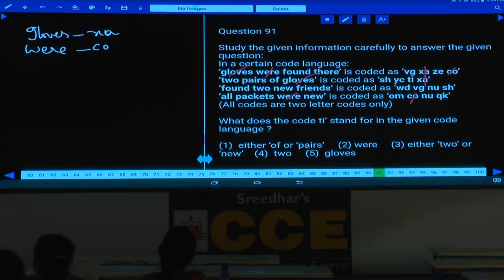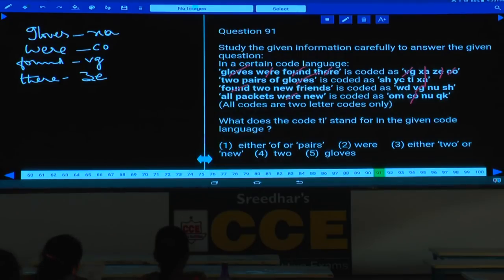And next one. Now found and there, and now if you compare the first and the third, found is the word which is common between these two, isn't it? Found is common between the first and the third, and what is the code common between these two? VG, and the code to the word found is VG. And in the first one, what is left over here? There, and the code ZD is left over, and the code to the word there is ZD. Now these are the words and their corresponding codes.